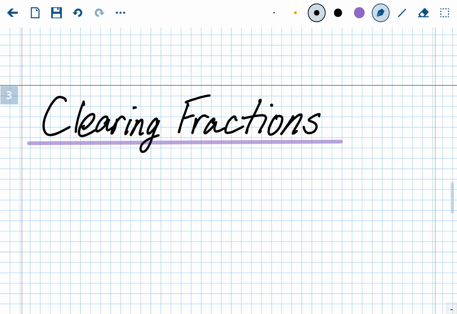Okay, so these are just some different scenarios that you might see when coming across solving equations. The first one being clearing fractions. Now the thing about clearing fractions is you don't have to do it. A lot of people like to clear fractions because they don't like adding and subtracting and multiplying and dividing fractions. A lot of times it's hard to work with because you have to have common denominators. Adding and subtracting is difficult.